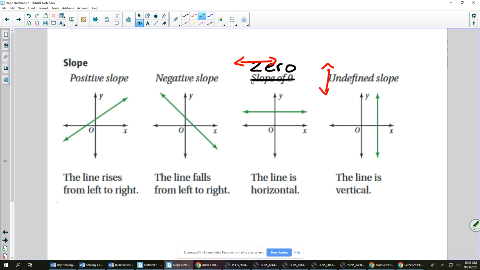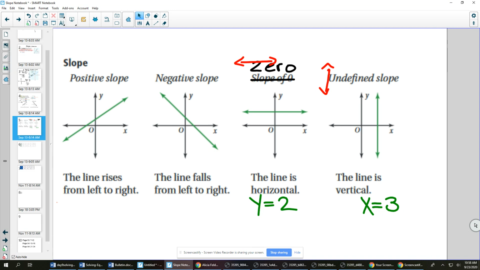So if you remember from the last unit, a vertical line is that problem where it looks like x equals 3. So anytime you have that x equals 3, that's going to be an undefined slope. And then that horizontal one, remember those are the equations that look like this. So like y equals 2, those are going to be 0 slopes. So those would be like that. So these would be really important to write down. If you need to, pause the video, make sure you get these in your notes so that you have all 4 types.